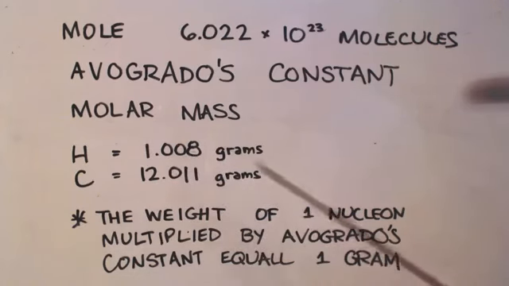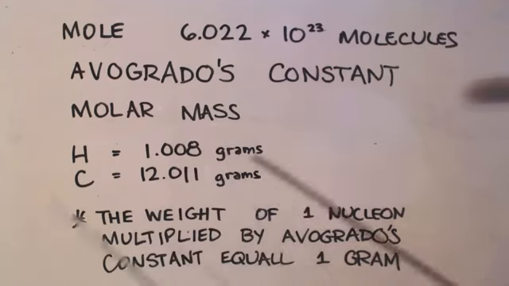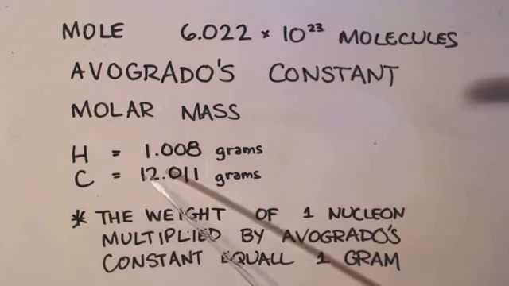The 0.008 comes from the small percentage of hydrogen that has a neutron. That's what added on. It wasn't the electrons that added this weight on. It was the fact that some of the isotopes are incorporated into this math, and that's how they figured it out.